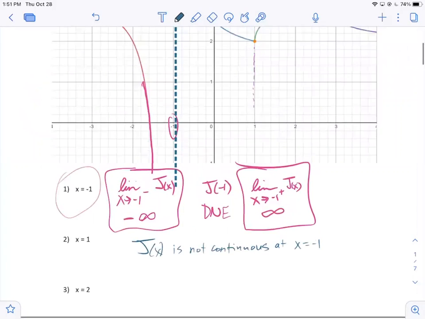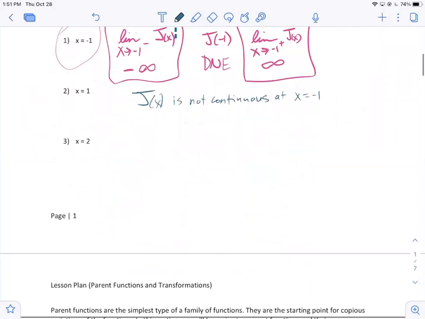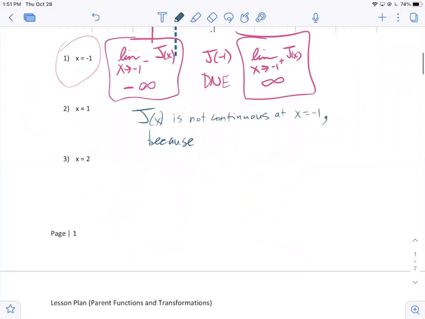Yeah, you better say that because it is continuous a lot of other places, comma, because J of -1, and I'm going to write it out, does not exist or is undefined. Either one. There's no bridge. Can't cross. There's also no roads. So that would be the easiest way to do it.